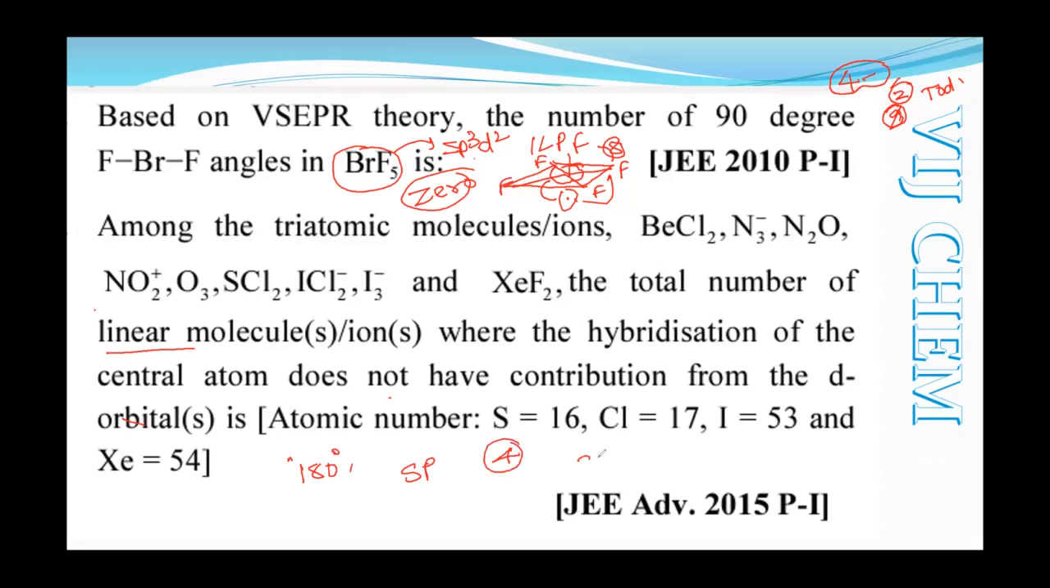Sometimes sp3d with 3 lone pair also will be linear shape. Okay. But don't consider that because it is said d orbital should not be available. Is it clear to all of you? So, answer is only 4. What is the answer? Answer is only 4.